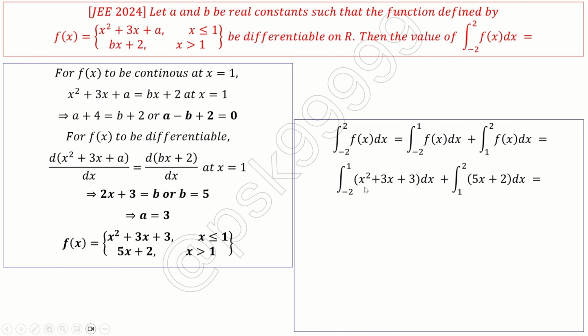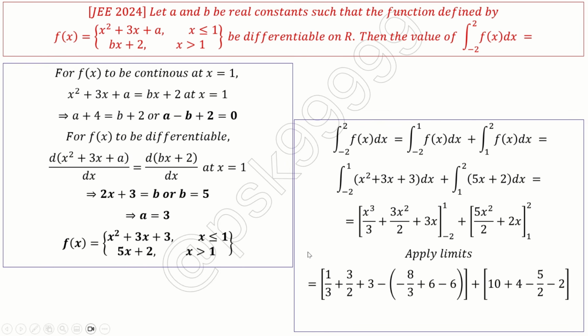So this part it is x square plus 3x plus 3, and in these limits it is 5x plus 2. Here are my integrations. X cube by 3 plus 3x square by 2 plus 3x limits from minus 2 to 1 plus 5x square by 2 plus 2x limits from 1 to 2. Okay, carefully apply the limits. Okay, what answer you will get is 17. This is the answer. Okay, so hope you understand how to do this one.